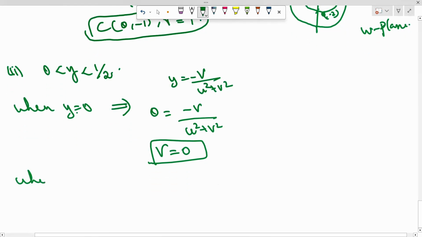And then y is equal to 1 by 2. Substitute here y is equal to 1 by 2: 1 by 2 is equal to minus v by u square plus v square.